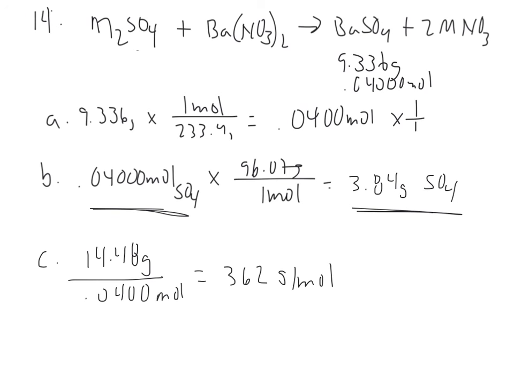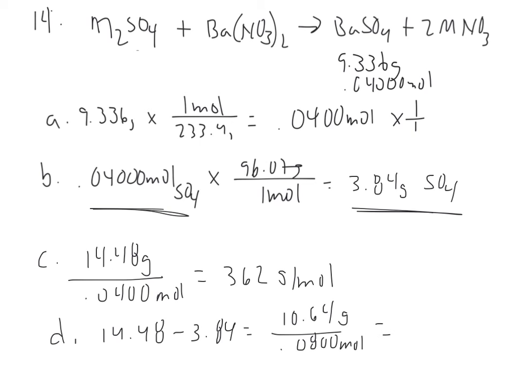And then D wants to know the relative atomic mass of M. Well, I know that I had 14.48 minus the 3.84 tells me how many grams of metal I have. So 14.48 minus the 3.84, I have 10.64 grams, and that's in 0.0800 moles, because the metal is in a 2-to-1 ratio. So now when I divide that by 0.08, I come up with an atomic mass for the metal of 133 grams per mole. And if you look that up, you see that that's cesium.